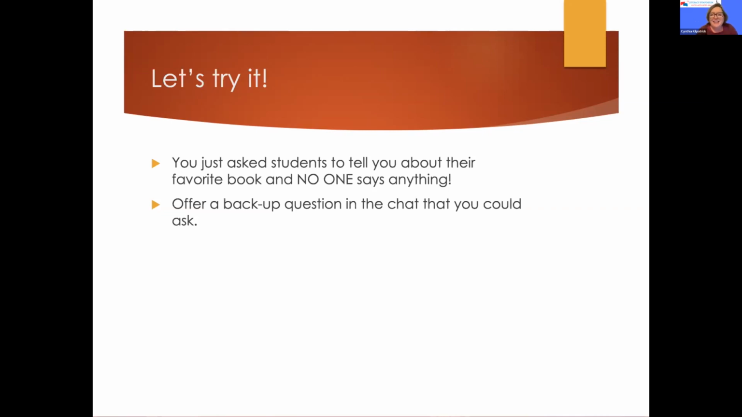It's not always easy to think of a backup question. Have you read any books to your children? Great. You could even say, do you read in English or do you read in Spanish? Right? What kind of books do you like? Do you like adventure books? Do you like drama? Do you like romance? What kind of books do you like? So ask a backup question.